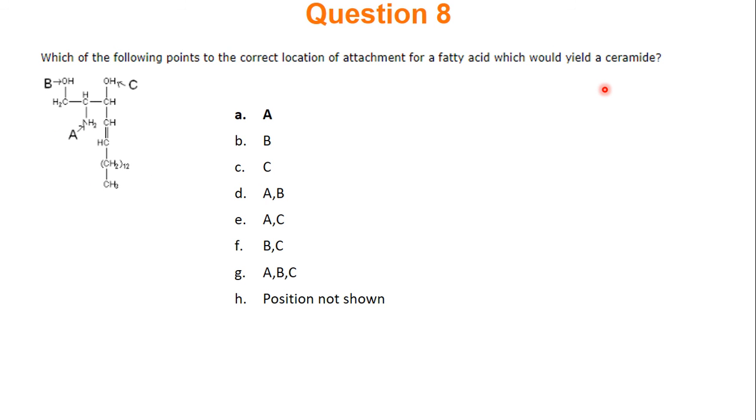Question 8. Where do we attach a fatty acid for a ceramide? So based on our previous picture, our fatty acid goes on this NH2. That's the only place we're going to put the fatty acid for the ceramide, so that's A.